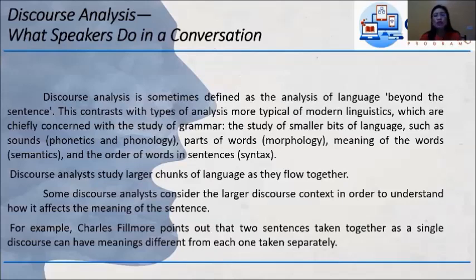Now, some discourse analysts consider the larger discourse context in order to understand how it affects the meaning of the sentence. So, for example, Charles Fillmore points out that two sentences taken together as a single discourse can have meanings different from each one taken separately.